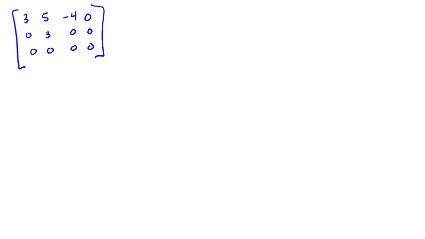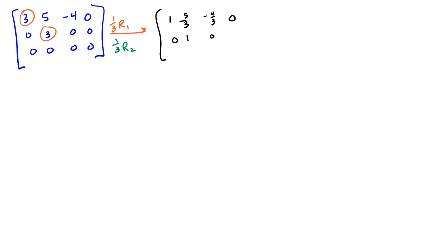Okay, what I want to do first is I want these to be 1 because they are pivots. So I'm going to take 1/3 times row 1, that will become my new row 1, and I'm also going to take 1/3 times row 2 to get my new row 2. So when I do that, I have 1, 5/3, -4/3, and 0. 0, 1, 0, 0, and then all zeros in the last row.